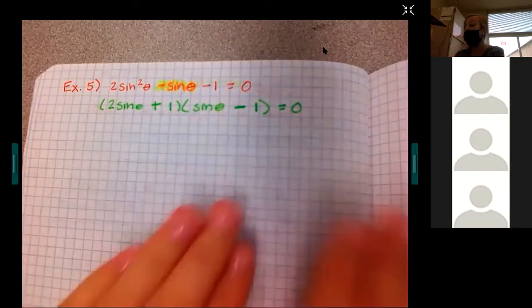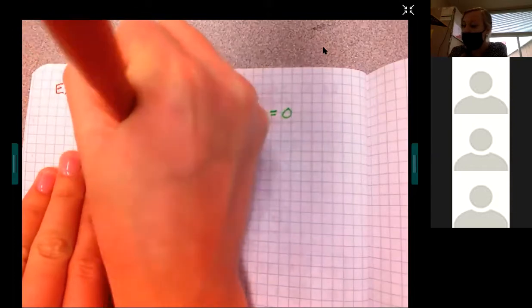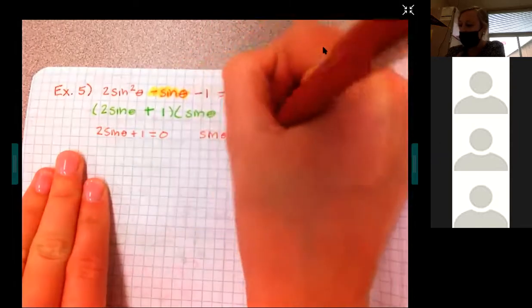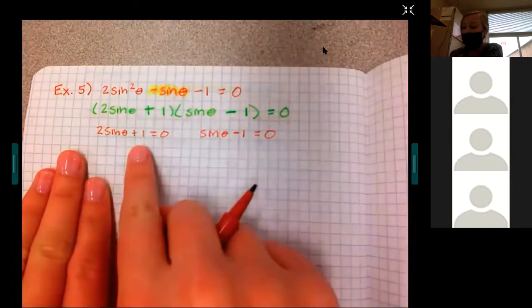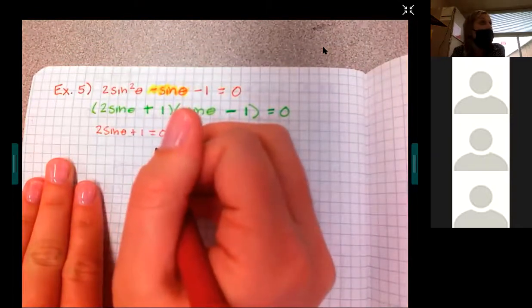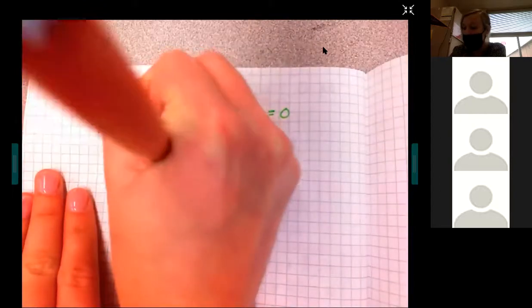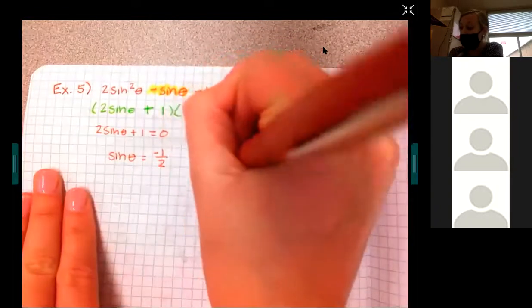All right, from here, once you've factored, what do you do with each of these factors? Set them equal to 0. Good. So this is going to be 2 sine theta plus 1 equals 0. I see you, Taryn, coming for your extra credit. And sine theta minus 1 equals 0. So now you're just solving them both, right? Subtract the 1. So this will be 2 sine theta equals negative 1, right? And then you would divide the 2. So are y'all okay if I skip to this? Negative 1/2. And this one would be sine of theta equals 1.